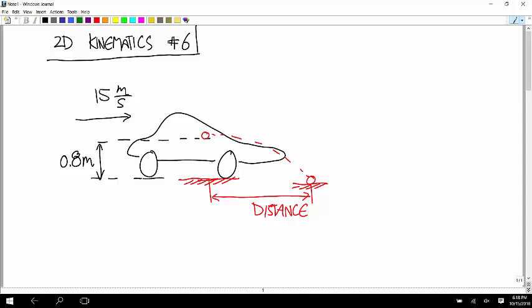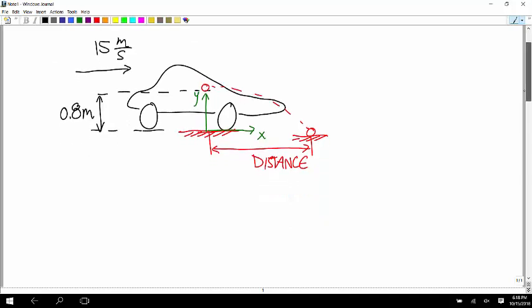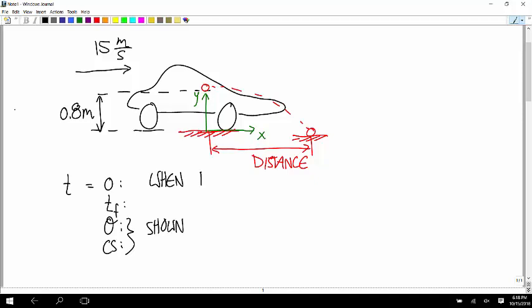For the coordinate system, let's put it on the ground beneath where the object is when it's released, and the y-axis up. We have to choose the time equals 0 and the time final. These two are shown in the picture. Time equals 0 is going to be when the object's released, and time final is going to be just before it hits the ground.